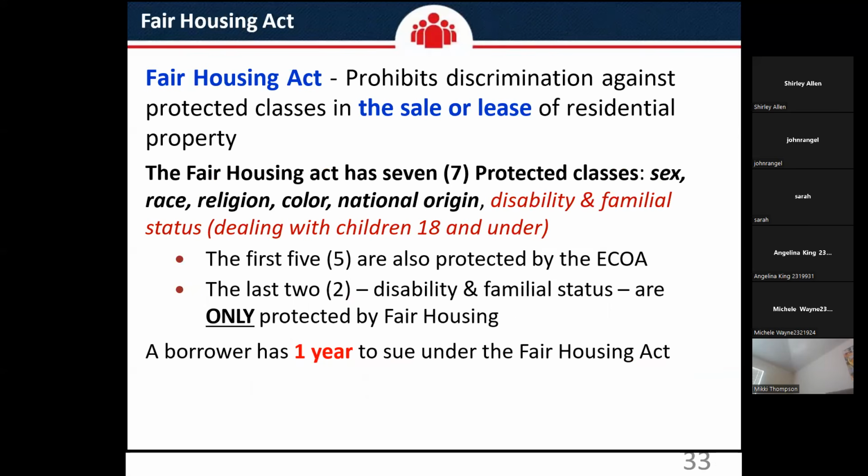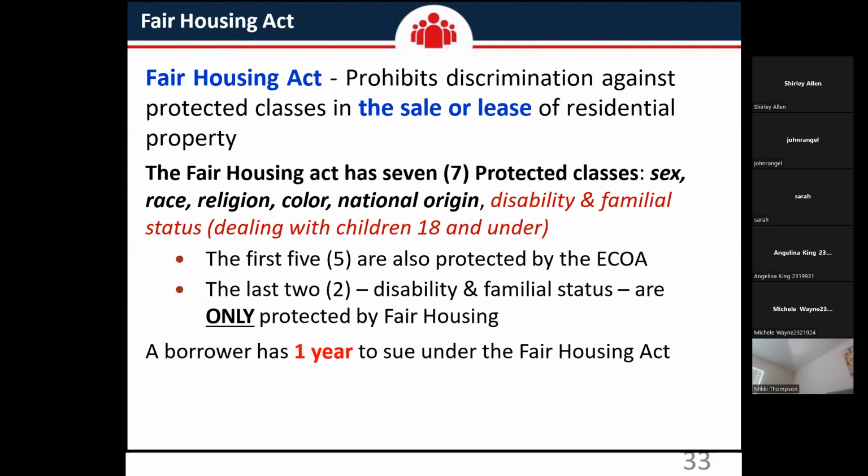Fair housing. This is another one of the 2 that didn't get taken over by the CFPB. Remember, the Department of Commerce survived and the Fair Housing Act survived. So they don't report to the CFPB, but they do have some laws and regulations. The Fair Housing Act prohibits discrimination against protected classes in the sale or lease of residential property. The Fair Housing Act has 7 protected classes: sex, race, religion, color, national origin, disability, and familial status, dealing with children 18 and under. That's considered familial status.